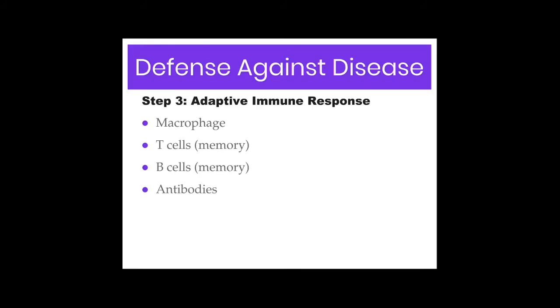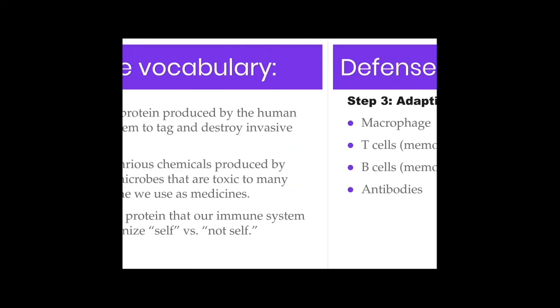So we're going to look at different types of specific immune response. Macrophages play another role, we'll talk about it in a little bit. But then we have T cells and B cells. These are memory cells. So when a bacteria or a virus comes into the body, these are going to remember that for the future so that you can fight it off faster. And then antibodies are going to fight off the invaders.